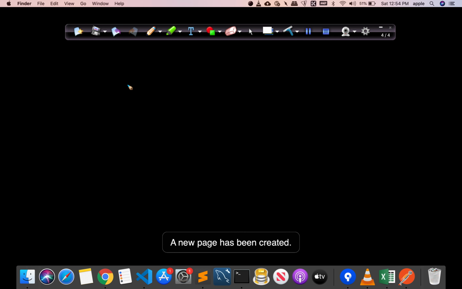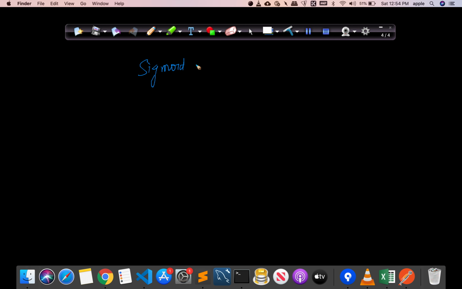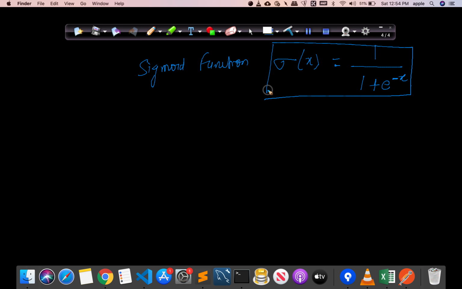So I will introduce you to a function called the sigmoid function. This is denoted as this. Sigmoid of x is 1 upon 1 plus e to the power minus of x. This is the sigmoid function. Now what this function does, you can see with this graph. I will draw this graph.